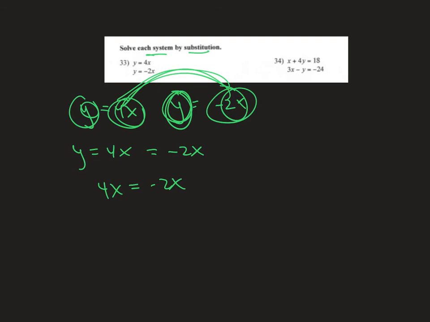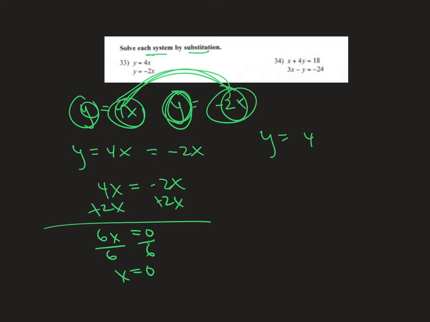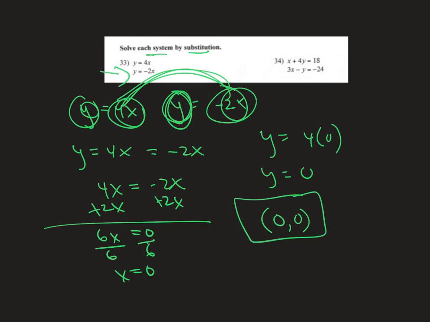And so now I'm going to add 2x to both sides, and I get 6x is equal to 0. Divide by 6, x is equal to 0. Now that we have x, y is equal to 4 times 0, so y is equal to 0. So 0, 0 is our solution. And I'm going to check that in the second equation. 0 is equal to negative 2 times 0. 0 is equal to 0, of course. Now that one wasn't very exciting, was it?